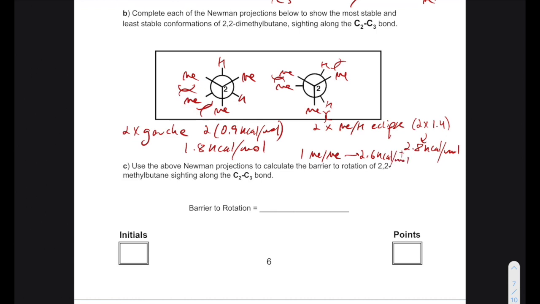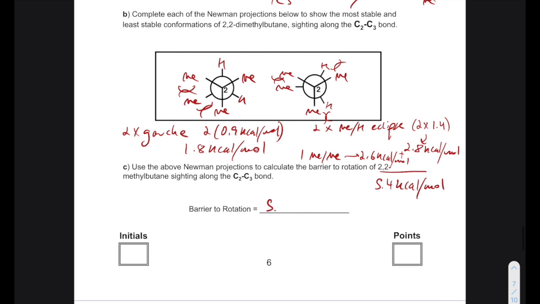And we have to add these together, and what we get is 5.4 kcals per mole. So then the barrier would be the difference between these 2, and this comes out to 3.6 kcals per mole, which at room temperature is a very achievable barrier for those who are not familiar with kcals per mole. This is definitely rapidly spinning around at room temperature.